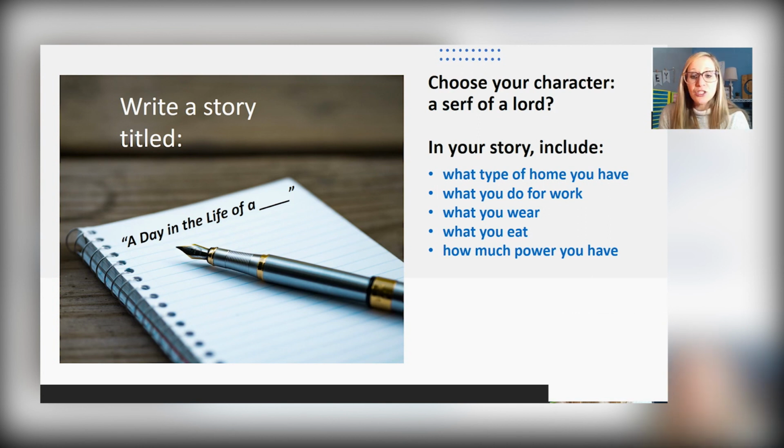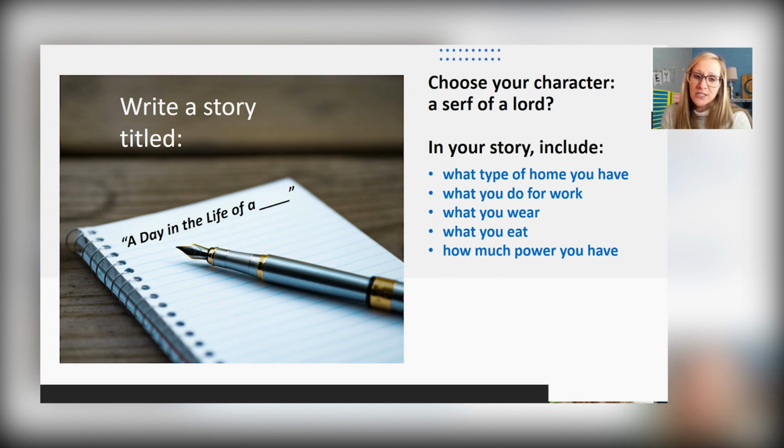And so your challenge independently on your own is to think about writing a story. You are going to choose your character. I want you to think about, okay, well, am I going to be a serf or am I going to be a lord? Because your story is going to be so different. But in your story, I want you to make sure that you include what type of home you have, what it is that you do for work, what you wear, what you eat, and how much power you have.